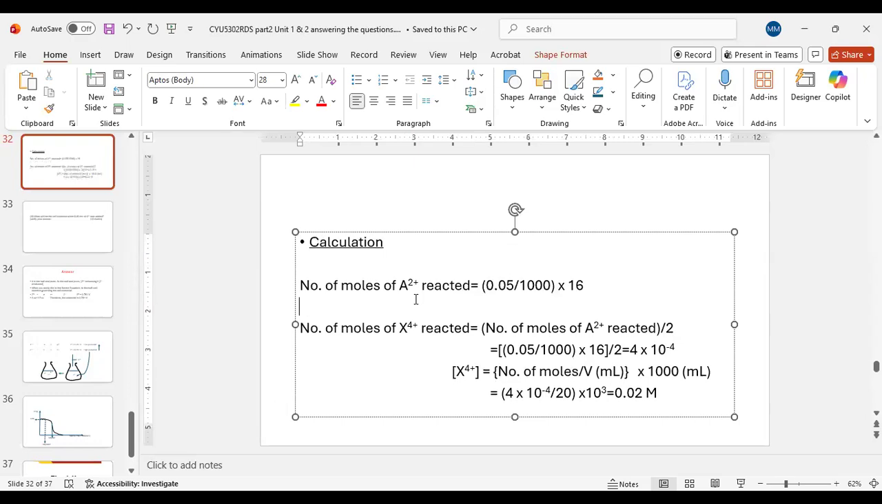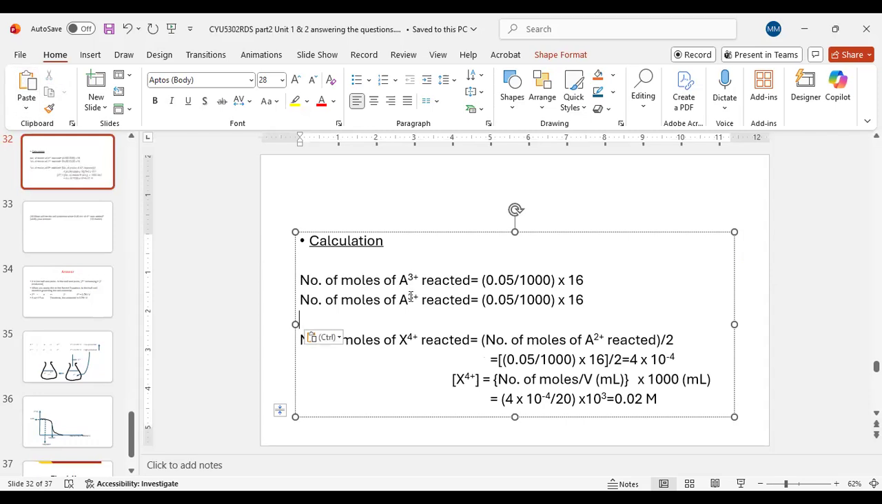I copied this from another one. Number of moles of A2 plus, no? A3 plus. A3 plus. Okay. Plus reacted. Then you get the number of moles of... okay. Copy, paste, number of moles of Z plus.